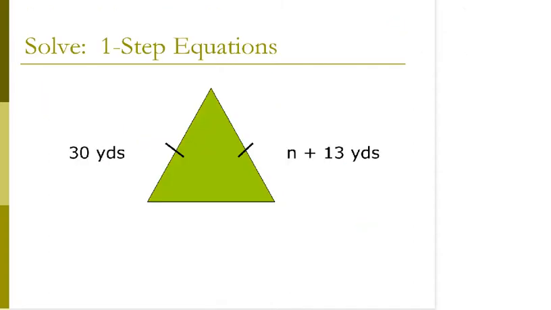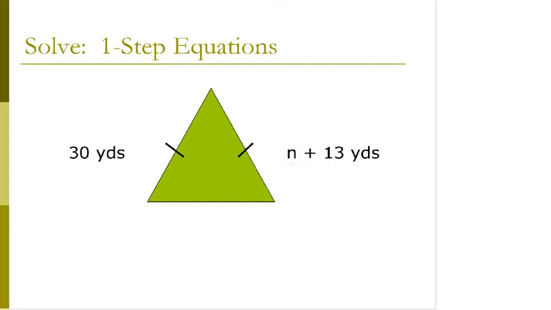So what we just looked at was just some setup information. We want to be able to find some useful information with what we just got. So here we have a triangle, and as we might remember, these lines written in the way that they are mean that this side is equivalent to this side. We're dealing with an isosceles triangle. So in other words, this side, which has a value of 30 yards, is equivalent to this side, which has a value of n plus 13 yards.